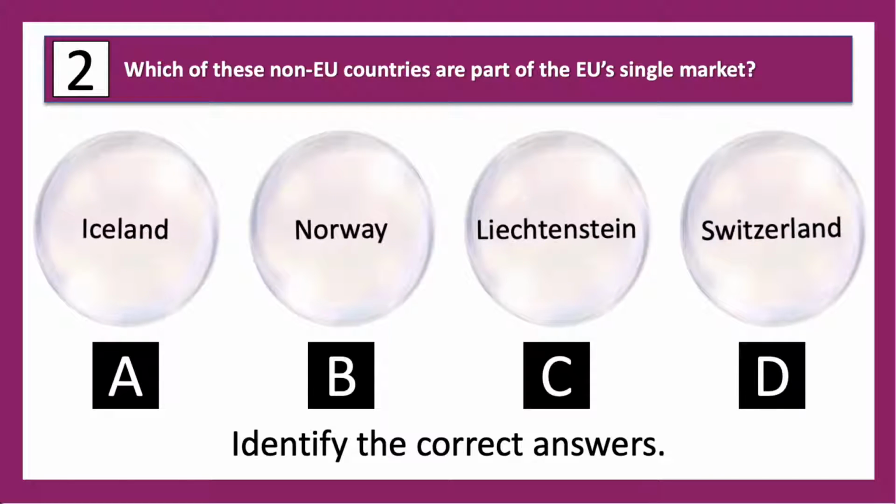And the countries today are Iceland, Norway, Liechtenstein, not really a country, more of a street, but anyway, Liechtenstein, and Switzerland. How many of these countries are part of the single market? In other words, they have access to the single market. But we know that they're all outside the EU. A lot of my students think Switzerland's part of the EU.